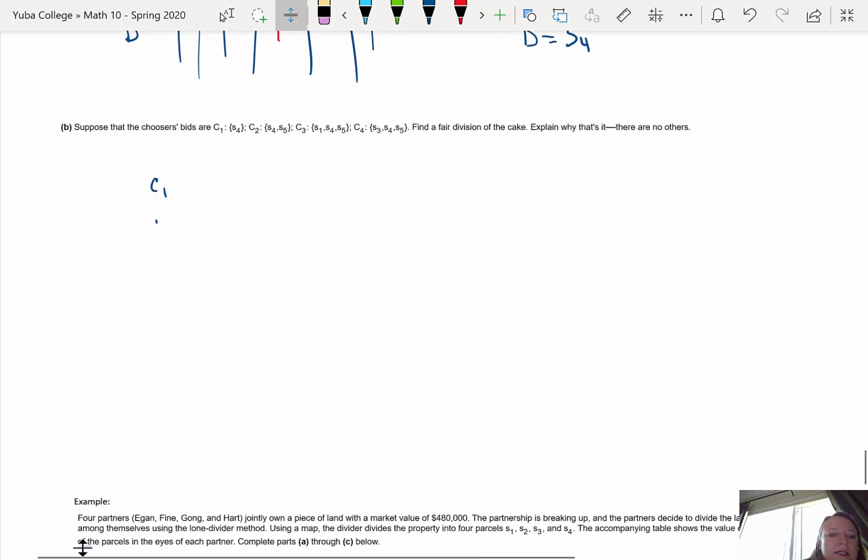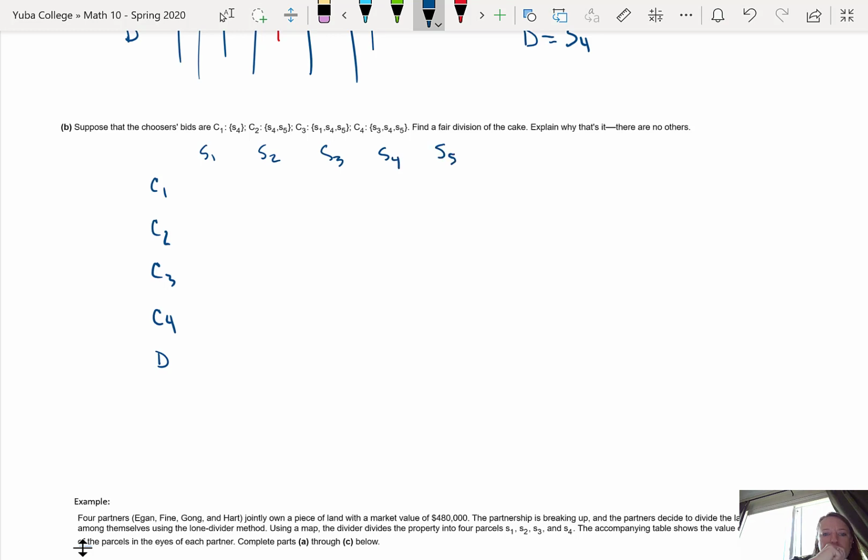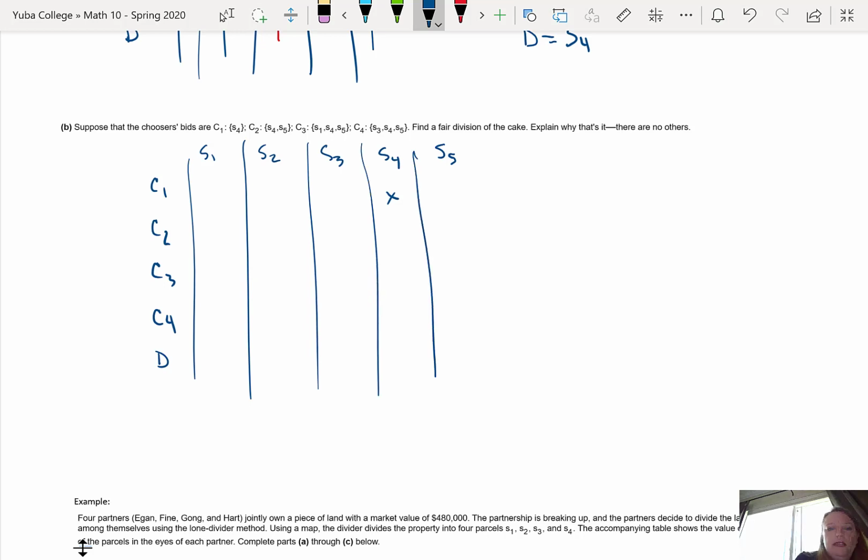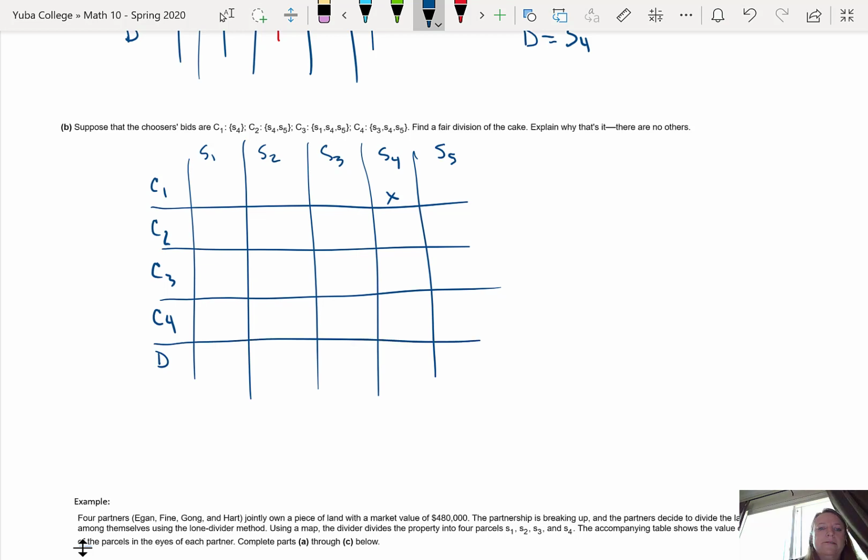So let's do it. C sub 1, C sub 2, C sub 3, C sub 4. And the divider. S sub 1, S sub 2, S sub 3, S sub 4, S sub 5. Okay, so C sub 1, S sub 4 is the only one they believe would give them a fair share or above. C sub 2 chooses S sub 4 or S sub 5.